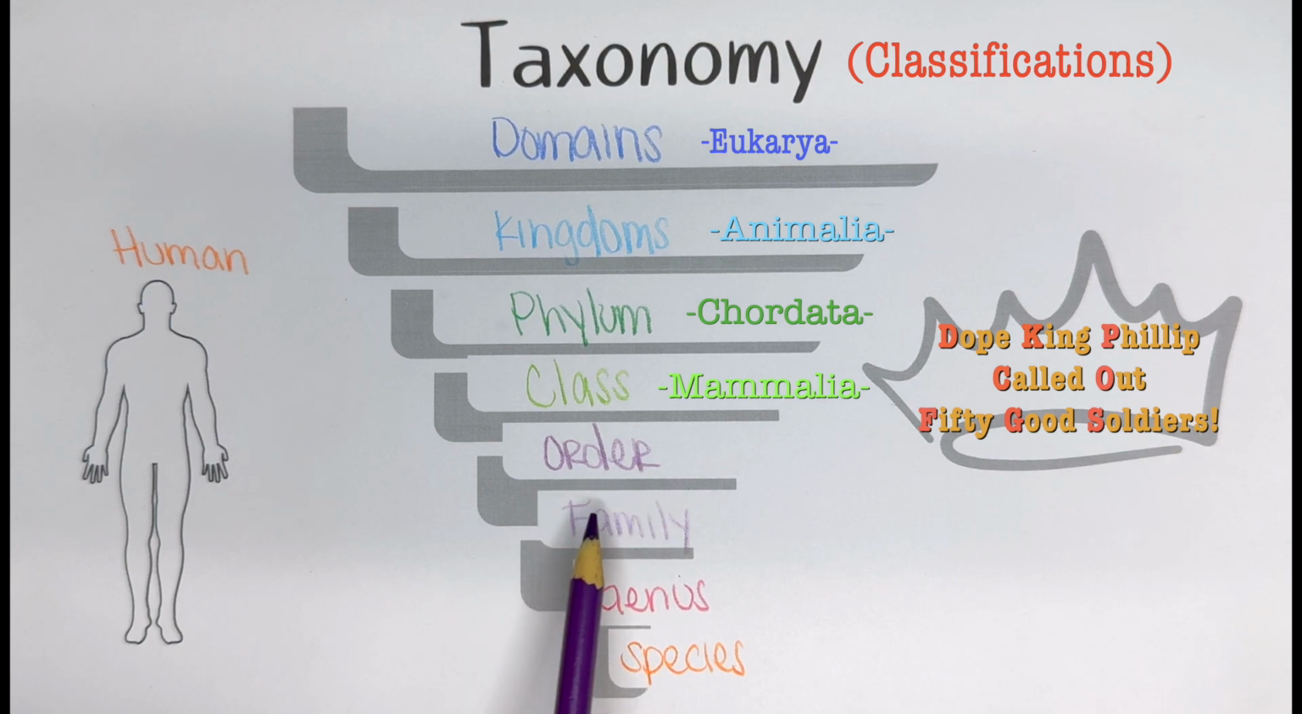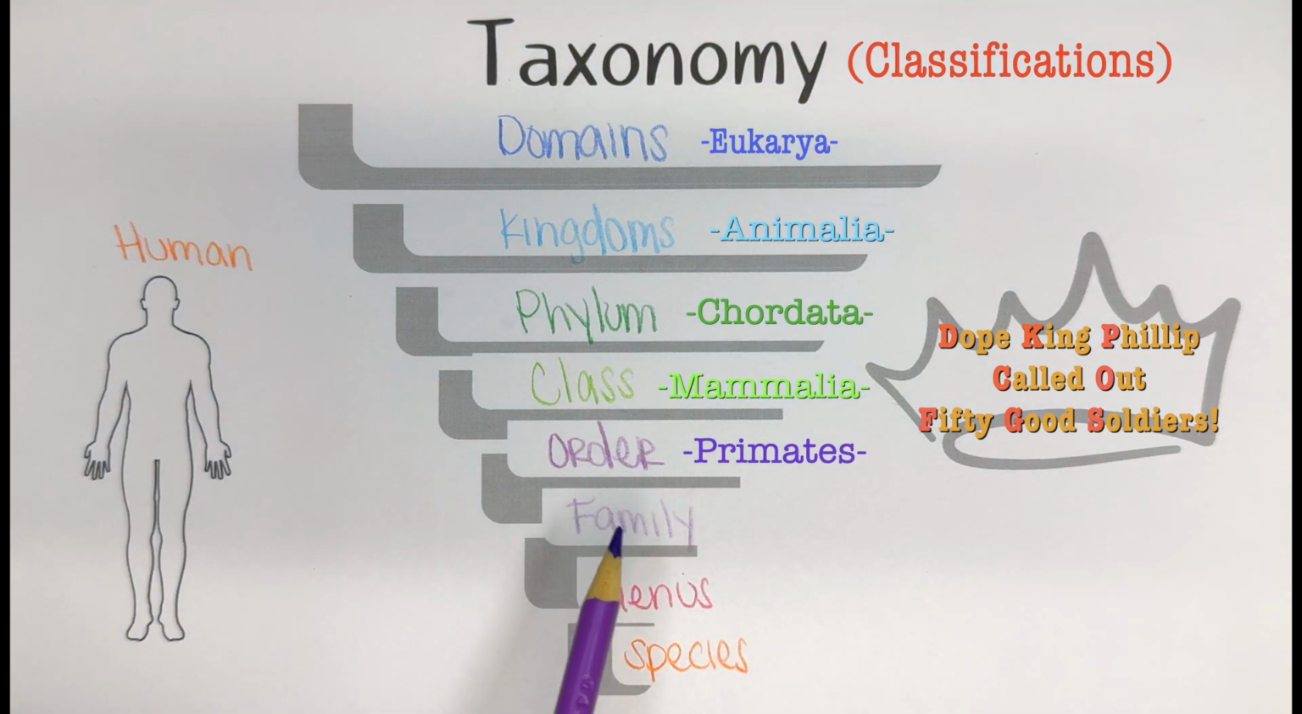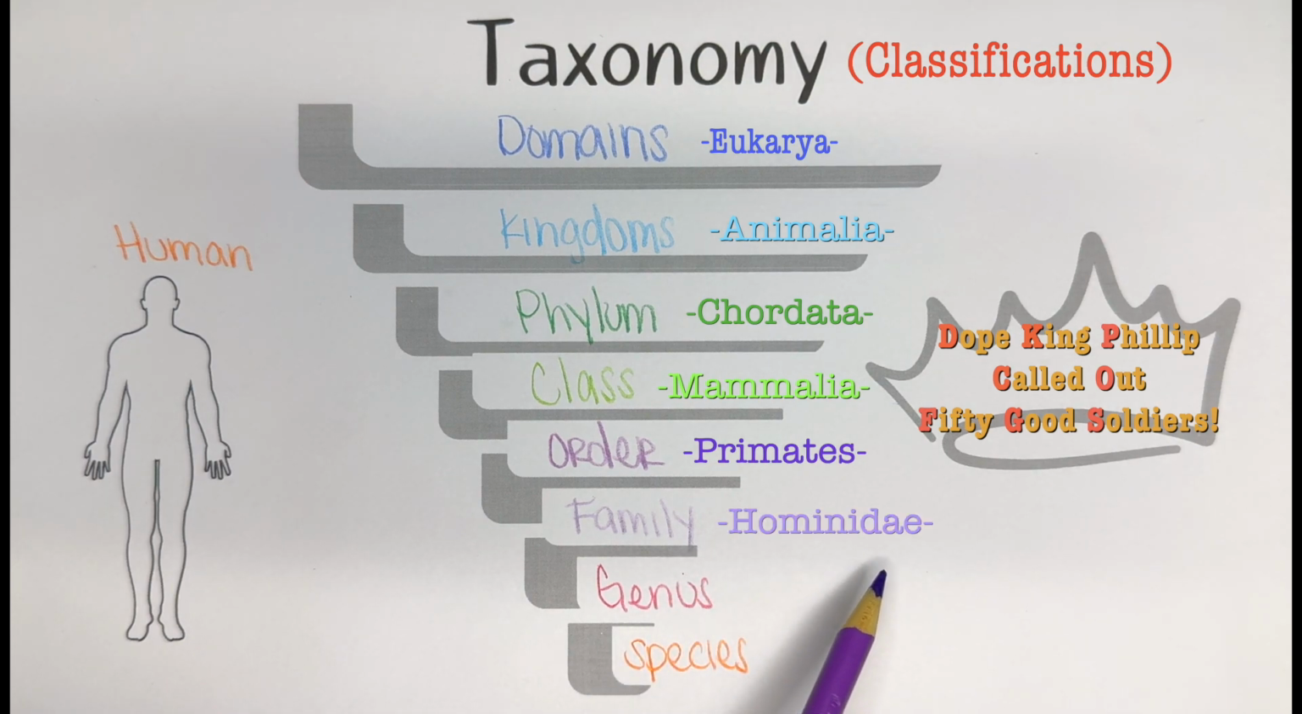In the order classification for humans, we fall under primates. In the family classification, we fall under Hominidae. In genus, we fall under Homo. Lastly, for species, we fall under Sapien.